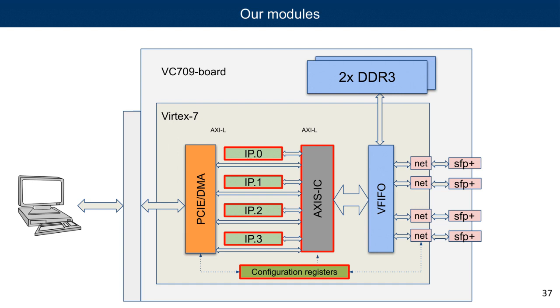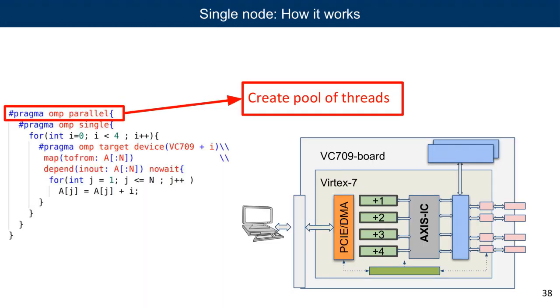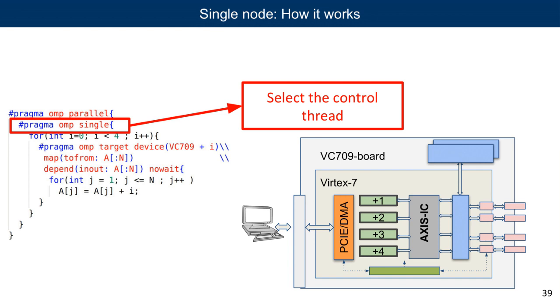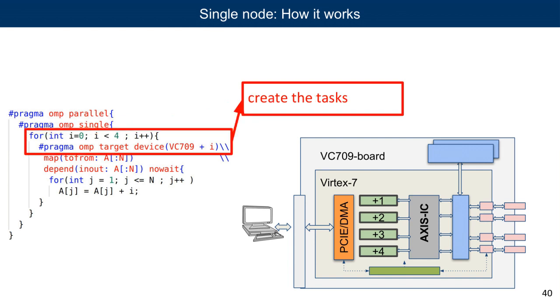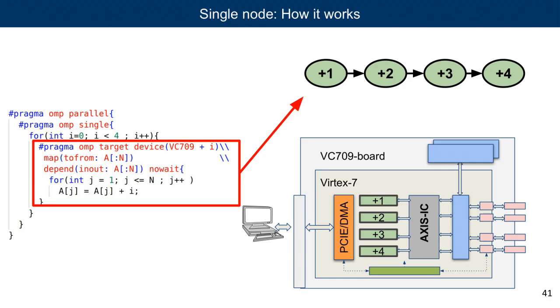For example, imagine that you want to create 4 tasks, each incrementing +1, +2, +3, and +4 successively. First, you need to create a pool of worker threads with the OpenMP parallel directive. Then, select the control thread with the OpenMP single directive. This for loop uses the target directive along with the device clause to create the 4 tasks. The map clause specifies the data we want to send to and bring back from the FPGA. In this case, it is only the vector A.